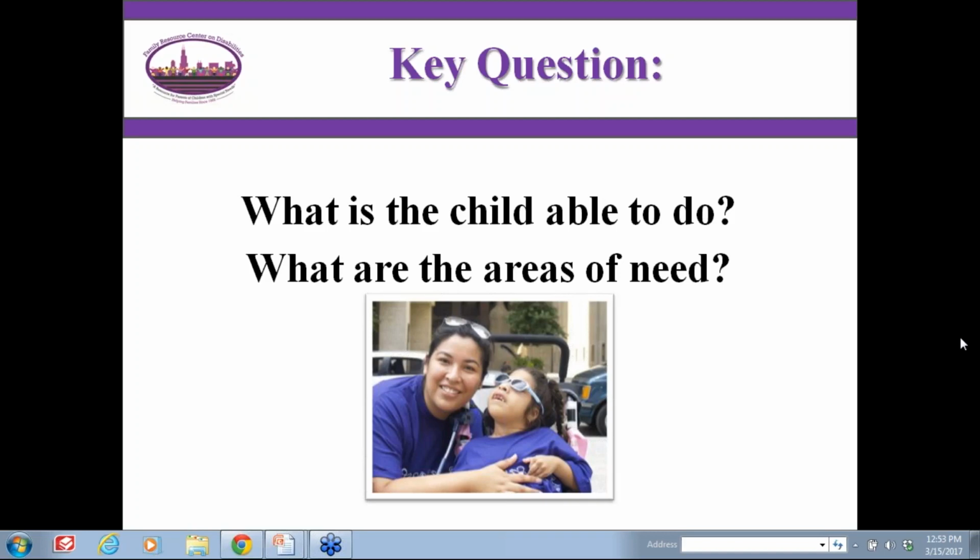So use tests and assessments that are criterion-referenced or curriculum-based measurement. In some school districts, they use AIMSweb. Here in Chicago, we use the curriculum-based measurement. They call it the CBM. So it draws the information from teachers, educators. It draws the information from service providers.